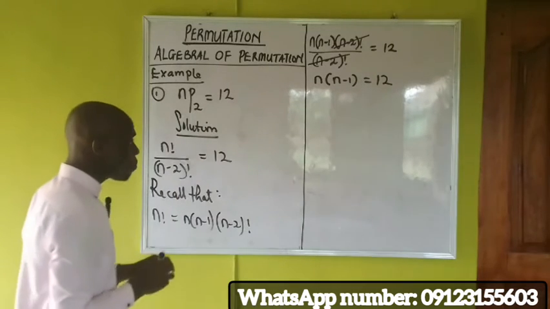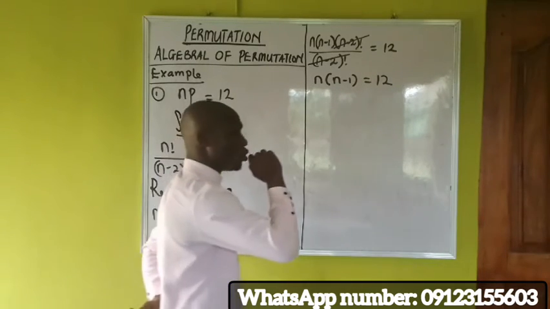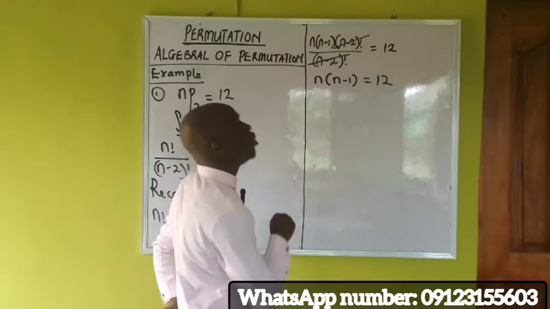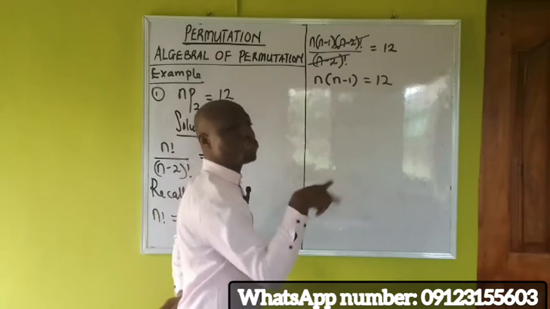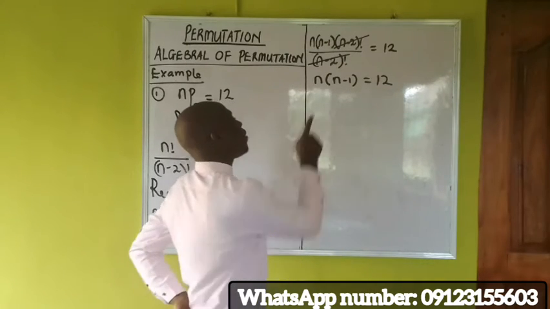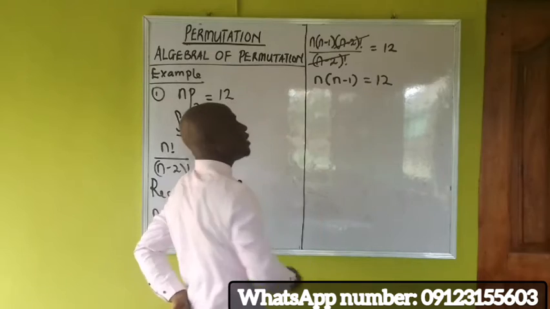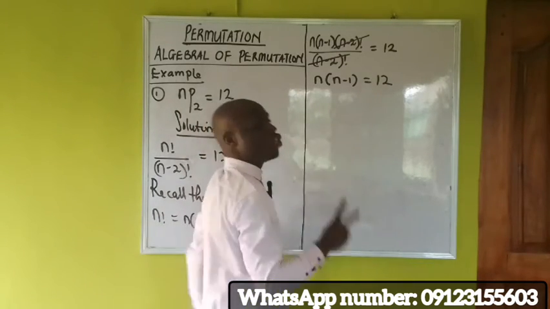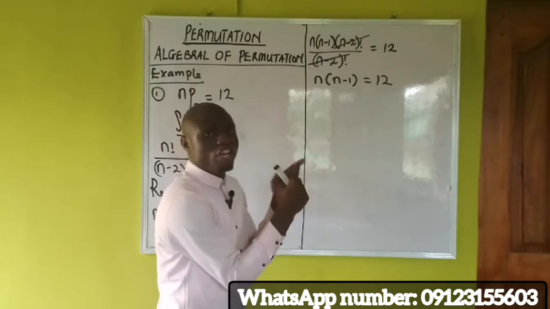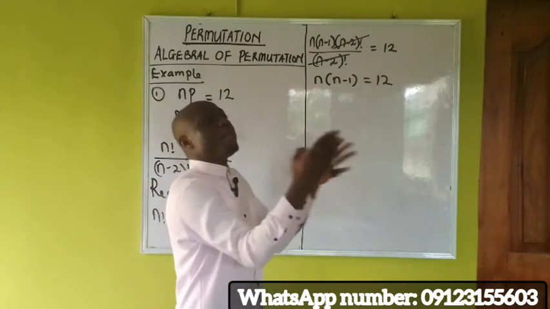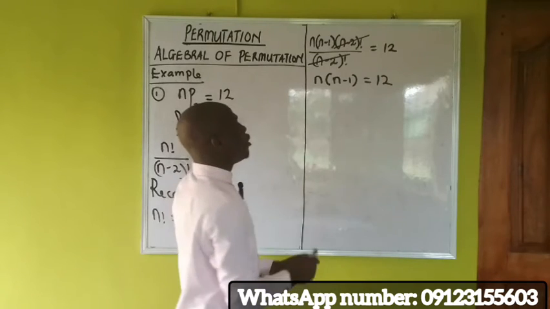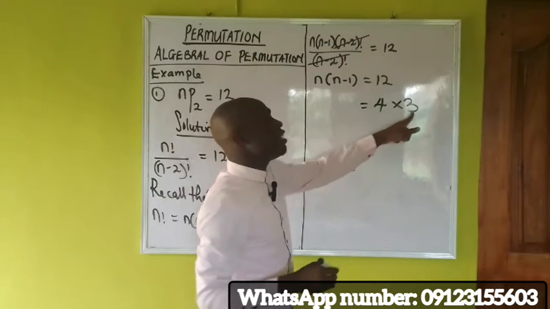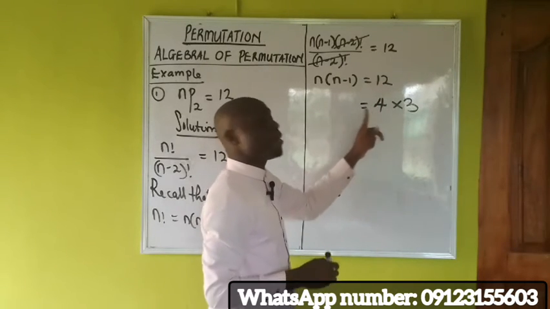Alright, now here's what you need to note. I have n squared, n and n. Now here's the idea. This 12, I'll split it into 2 numbers. Why? Because I have n and n minus 1 here. I'll look for two numbers such that if I multiply them, they give me 12, and if I subtract them, they give me 1. The two numbers are simply 4 times 3. 4 times 3 gives me 12. If I subtract 3 from 4, it gives me 1.